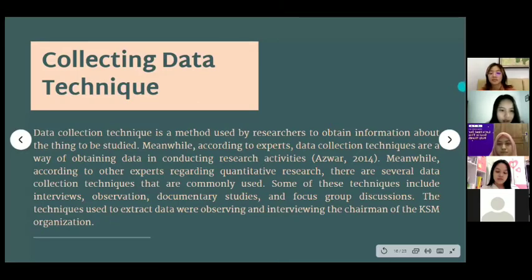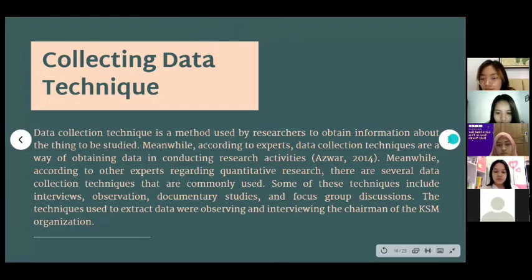Meanwhile, according to experts, data collection techniques are ways of obtaining data in conducting research activity. According to other experts regarding quantitative research, there are several data collection techniques that are commonly used. Some of these techniques include interview, observation, documentary studies, and focus group discussion. The techniques used to extract data were observing and interviewing the chairman of the KSM organization. Next.